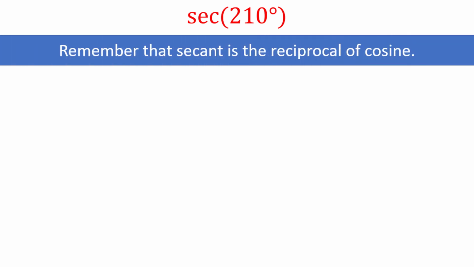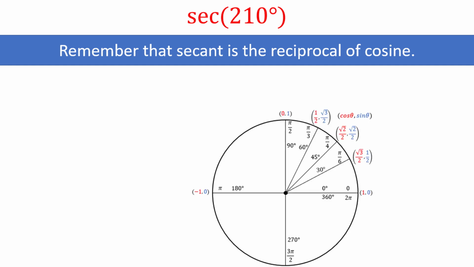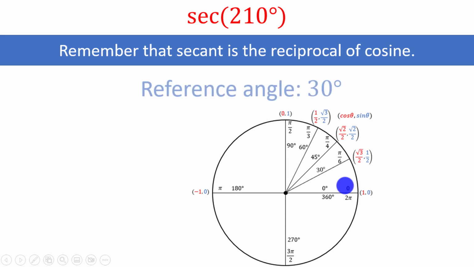Let's try to find secant of 210 degrees. Recall that secant is just the reciprocal of cosine. That means if we can find cosine of 210 degrees, we can find secant of 210 degrees by taking the reciprocal. Let's locate 210 degrees on the unit circle. 210 degrees is somewhere between 180 and 270 degrees. More specifically, 210 degrees is 30 degrees below the negative x-axis, which means that our reference angle will be 30 degrees.